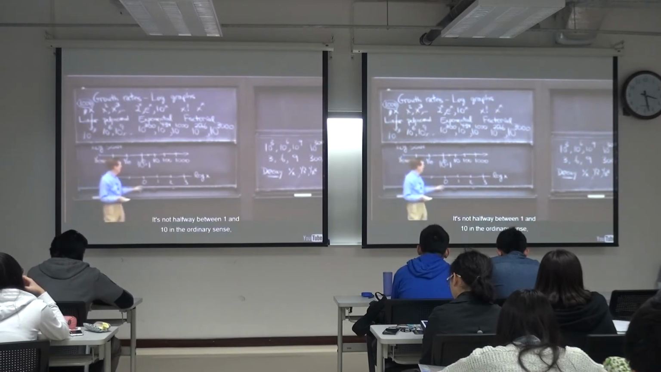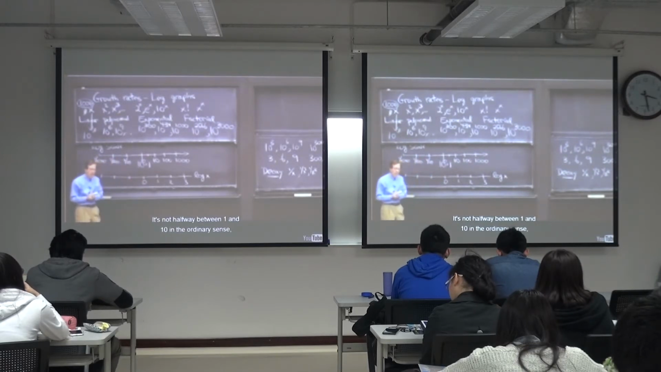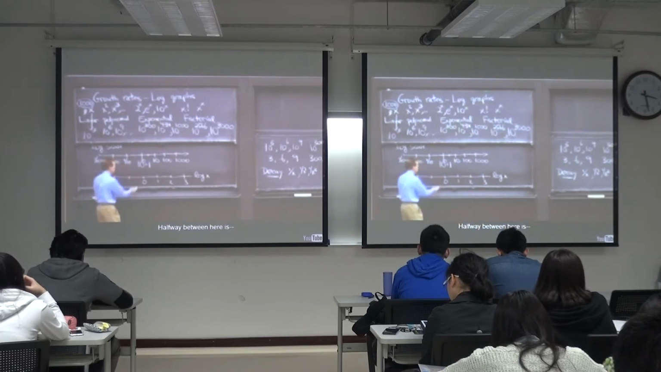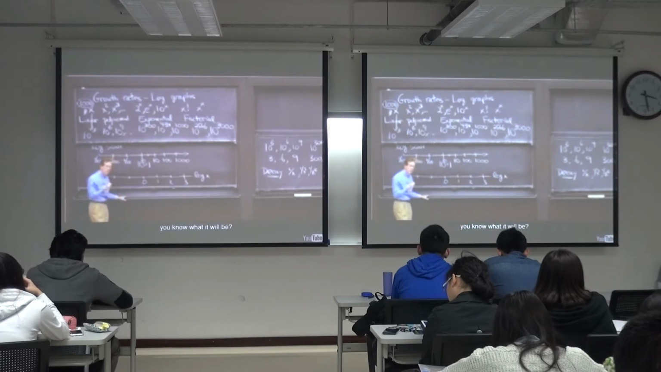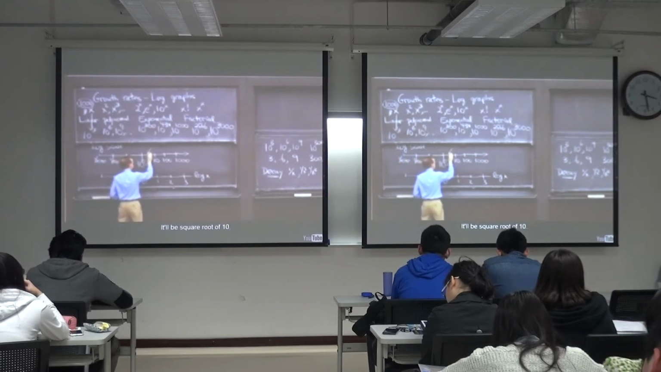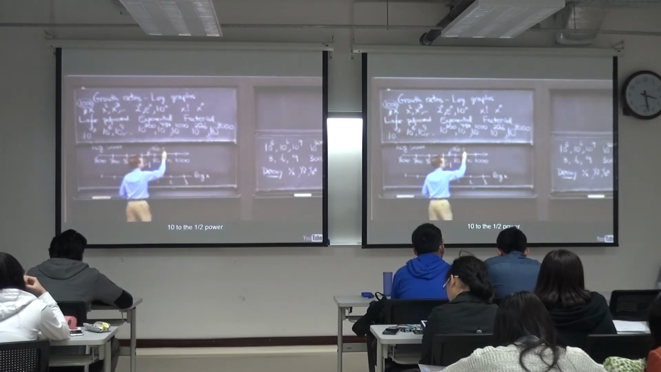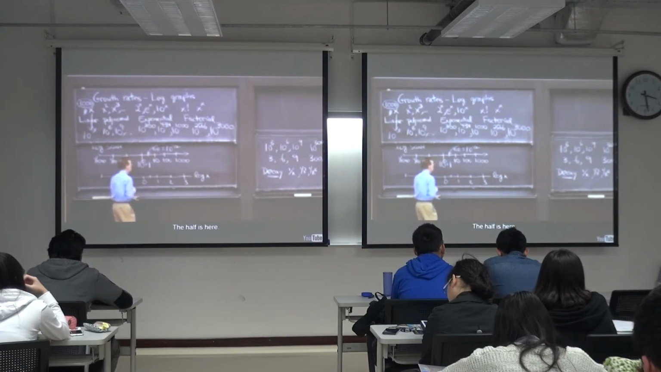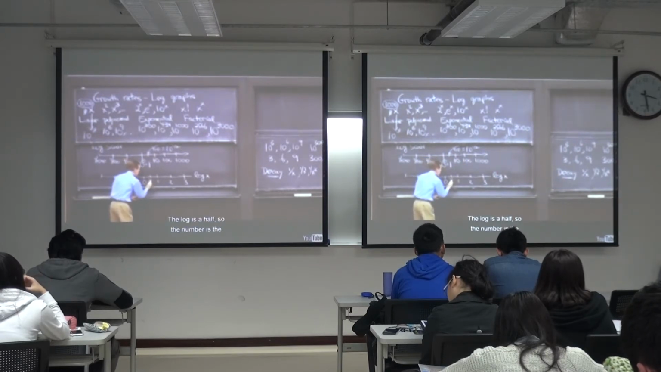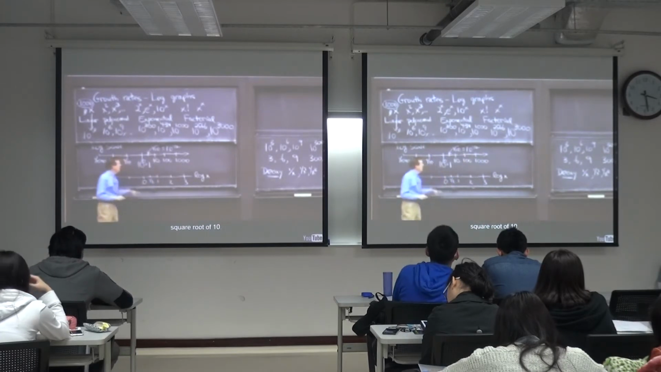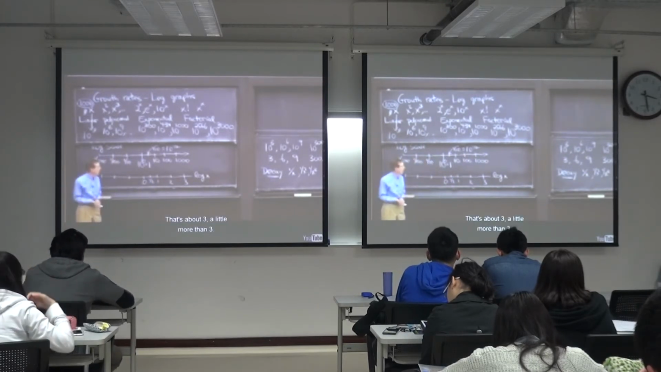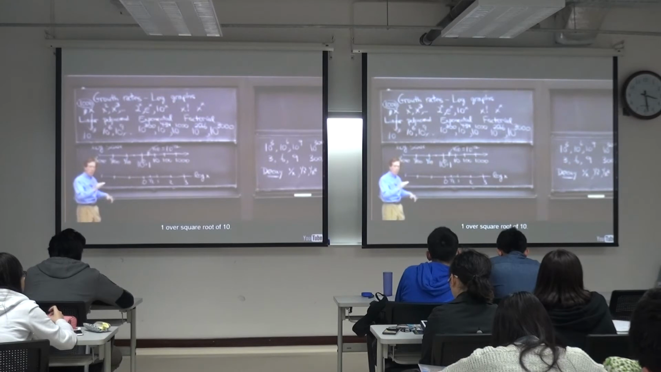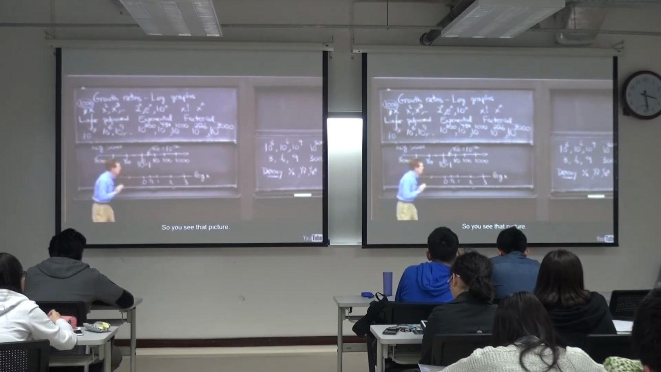It's not halfway between 1 and 10 in the ordinary sense, which is whatever, 5.5. No way. Halfway between here is, do you know what it'll be? It'll be square root of 10. 10 to the 1/2 power. The half is here. The log is a half, so the number is the square root of 10. That's about 3, a little more than 3. And what would be here would be 10 to the minus 1/2, 1 over square root of 10. So you see that picture.